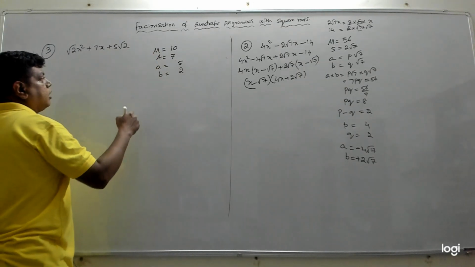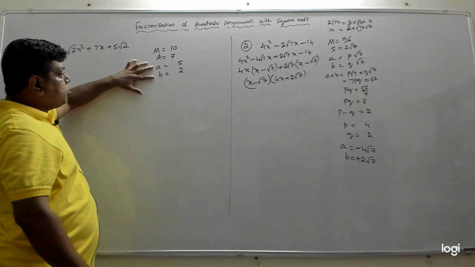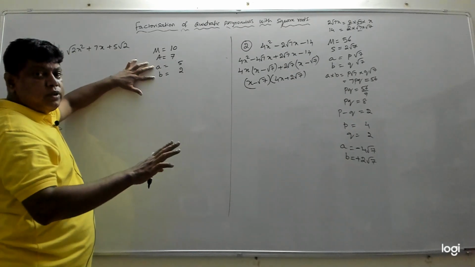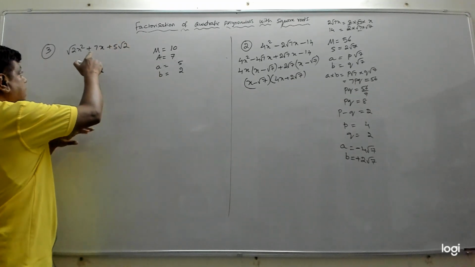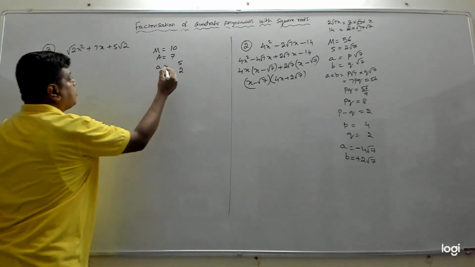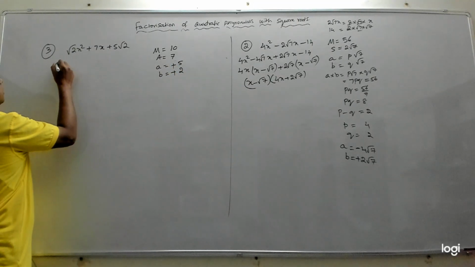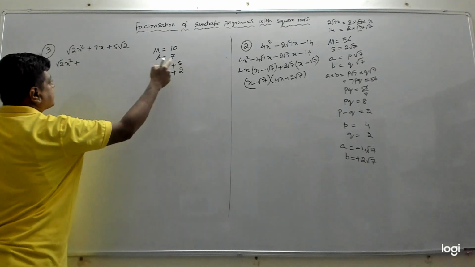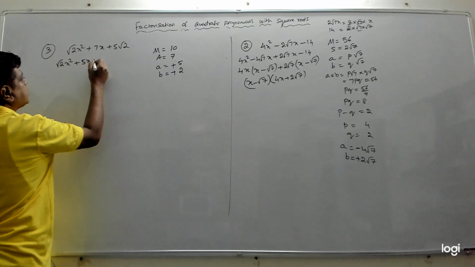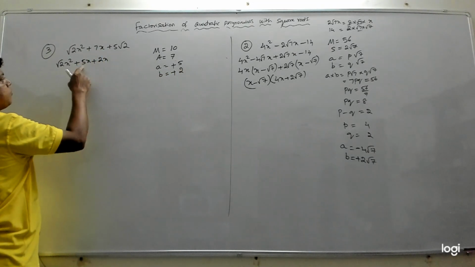We are getting this. Now we need to decide the sign of these two numbers. In the addition case, both numbers are positive or both are negative. To know whether both are positive or both are negative, we have to see this sign. This sign is plus here, so both will be plus. Right, now we will write here: this is 2 root 2 x square plus, I will write this as 5x plus 2x. This is 7x only, we are breaking into 5x and 2x.